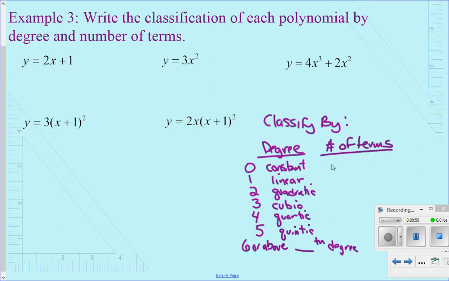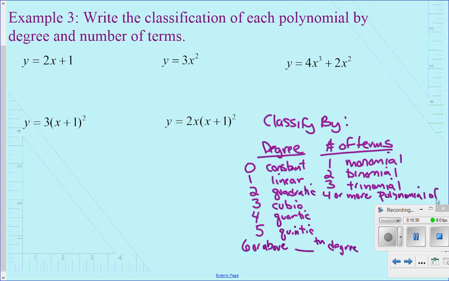So if a polynomial has just one term, we call that a monomial. And again, these should be somewhat familiar to you. 2 terms, that's a binomial. 3 terms is a trinomial. And if there are 4 or more terms, then we just say it's a polynomial of blank terms. So however many terms there are.